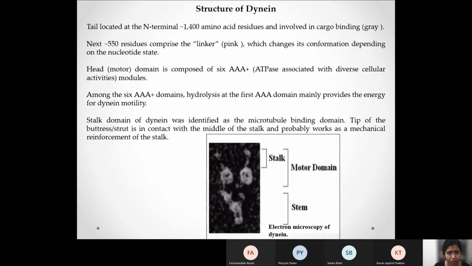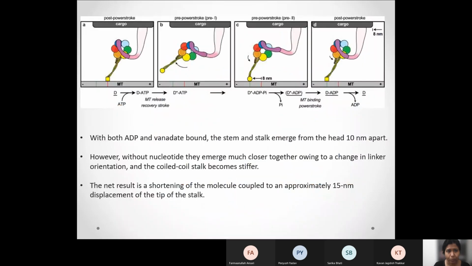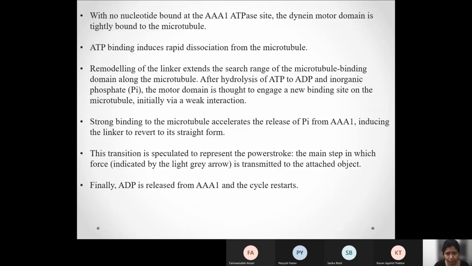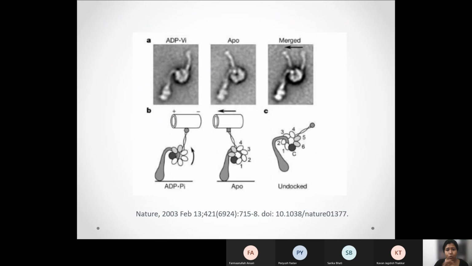Let me come to a better way to explain this. So you see, the whole idea of how the dyneins work and move, as I said, cryo-electron microscopy images have given us a lot of idea about how this dynein functions, and how they have worked around the problem of trying to understand each step of dynein function is to utilize dynein with different analogues of ATP bound to it.